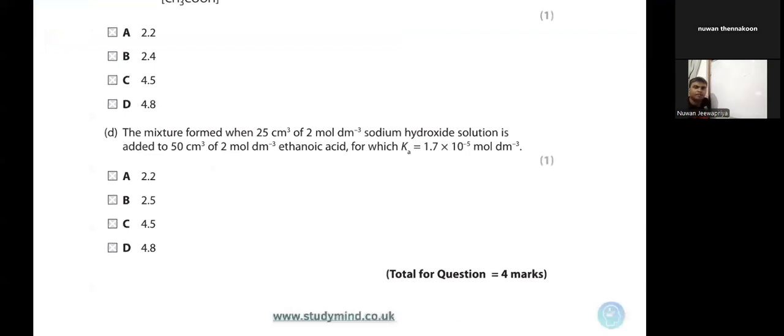The last one, the mixture formed when 25 of 2 moles per cubic decimeter sodium hydroxide solution is added to 50 of ethanoic acid, Ka is equal to 1.7 into 10 to the power minus 5.